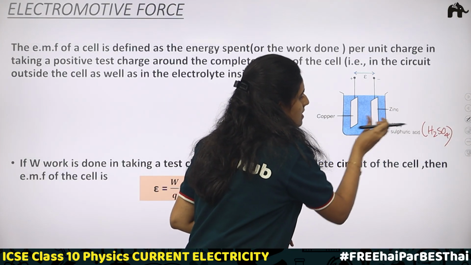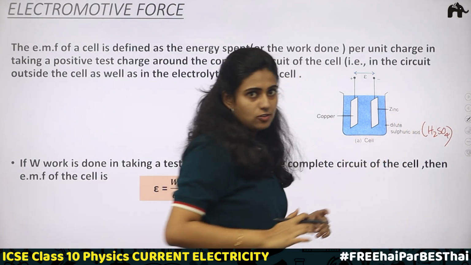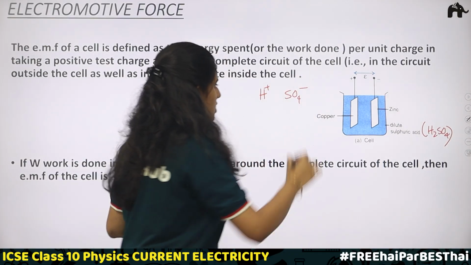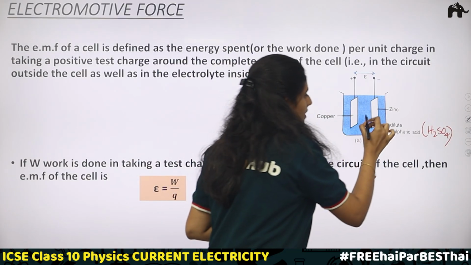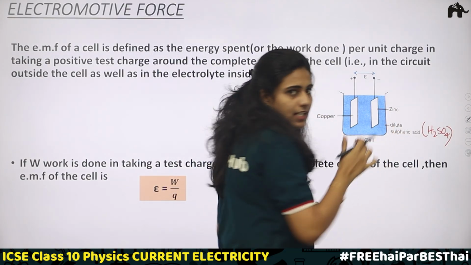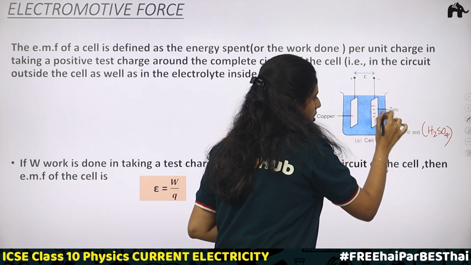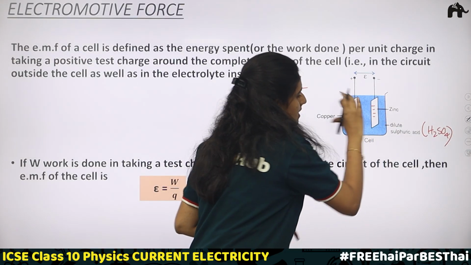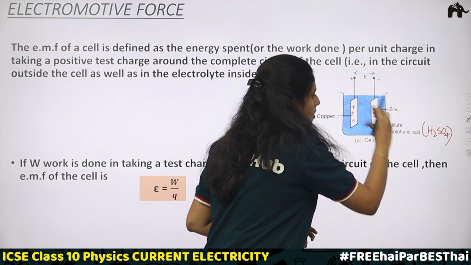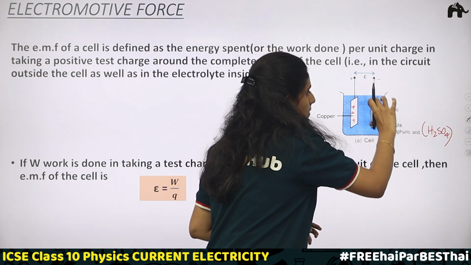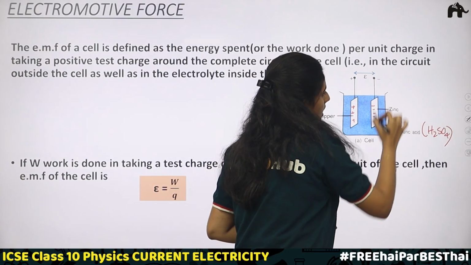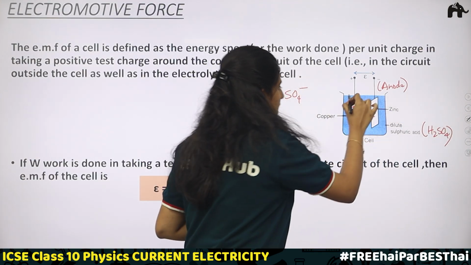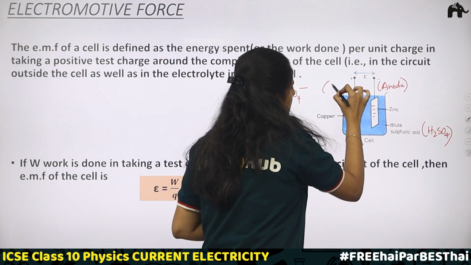Now there is dissociation of these sulfuric acid ions. It dissociates into H plus ions and sulfate ions. H plus is positively charged, sulfate ions are negatively charged. The negatively charged ions move towards the zinc electrode and get accumulated on the zinc electrode. Positive charges move towards the copper electrode and get accumulated here. So due to this accumulation of negative charges, this zinc electrode becomes negatively charged, and this negatively charged electrode is called anode. And here the positively charged electrode is called cathode.